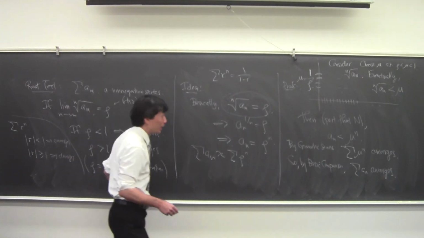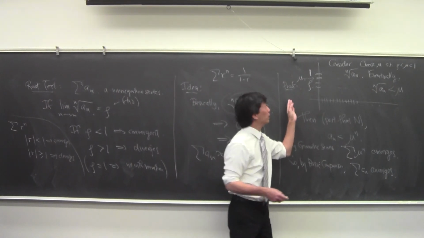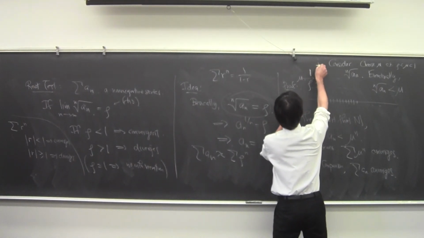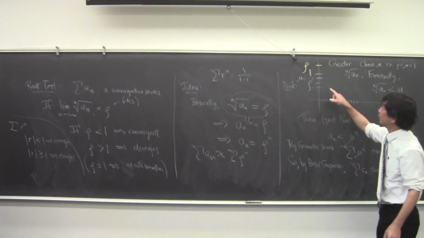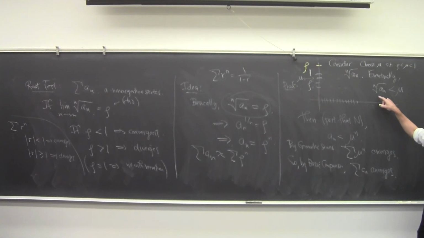Okay. Was anybody able to see how it would work? If your rho was bigger than 1, then how would you say? Well, you'd say, did anybody figure out what to do? Anna? The n-th root of a sub n is greater than the mu. And where is your mu? Somewhere between rho and 1.